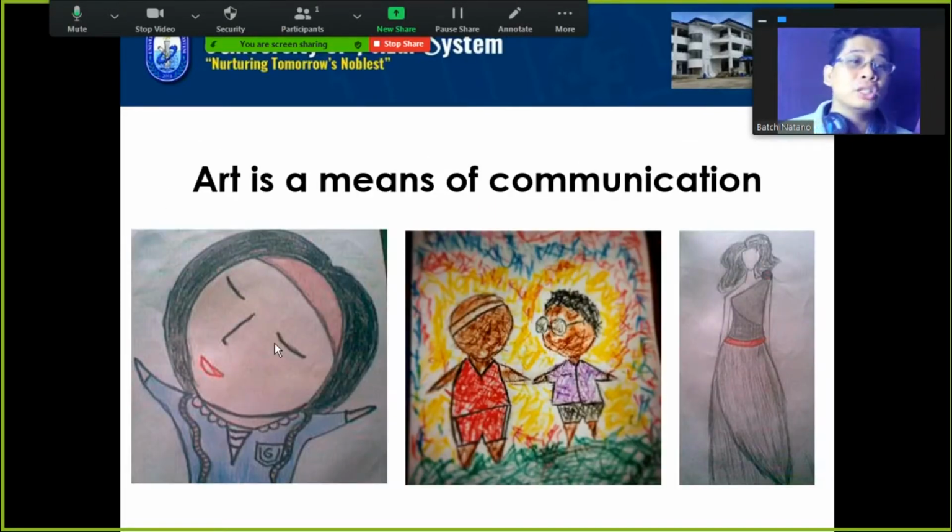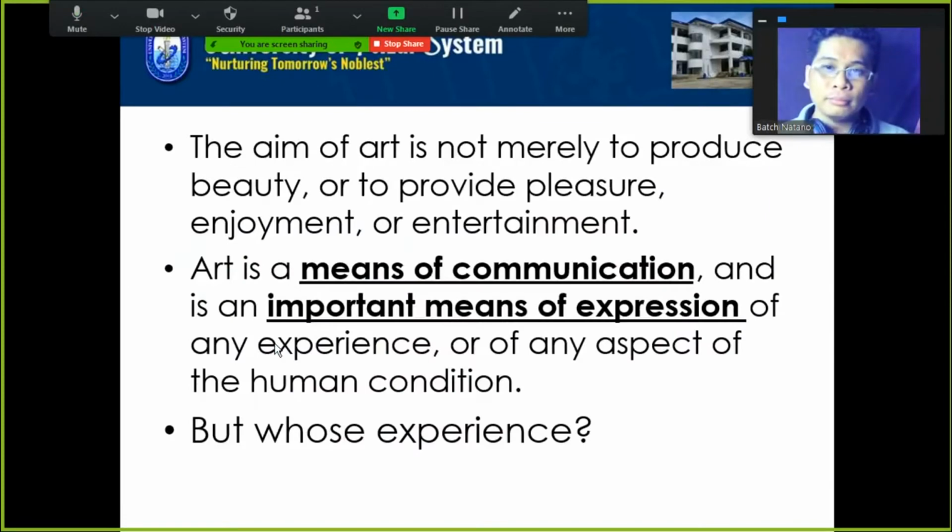Art is a means of communication. Okay? Ano ba yung gustong sabihin sa atin ng isang sining? Okay? So, focus tayo sa message. So, the aim of art is not merely to produce beauty or to provide pleasure. Di ba, kinontradict pero paano ba tinitingnan ni, very good, David Hume.